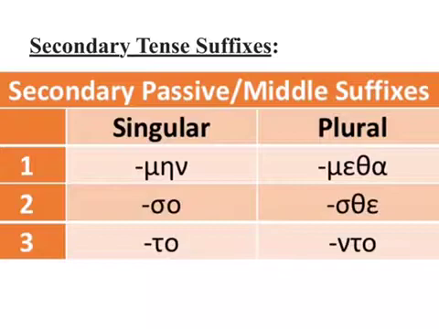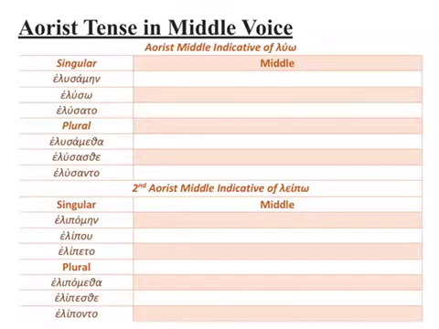Okay, there's middle. Same thing. Mai, sai, tai, metha, sthe, ntai. Exact same thing. And right now we're only looking at the middle. Honestly, the reason why we're only looking at the middle is because there's actually a different thing that happens to the passive, which we'll learn next time.